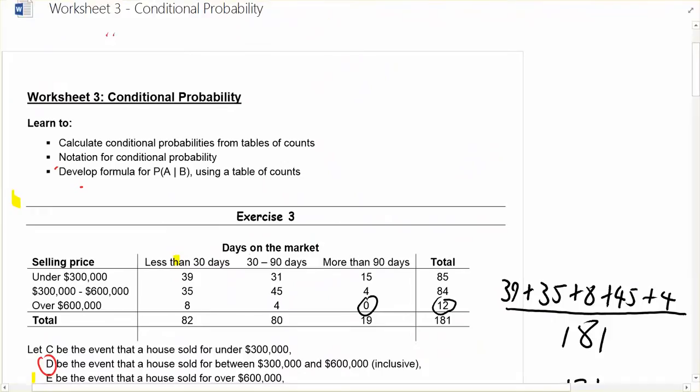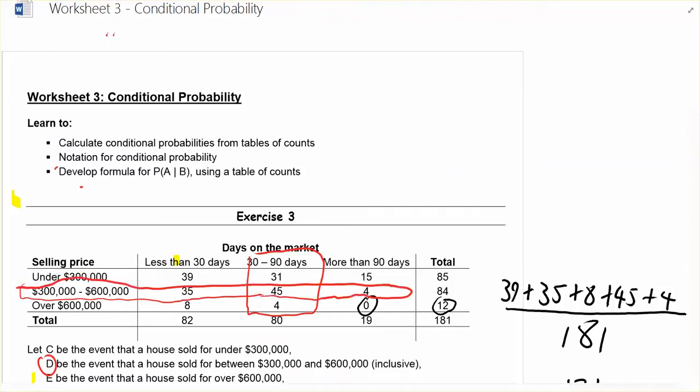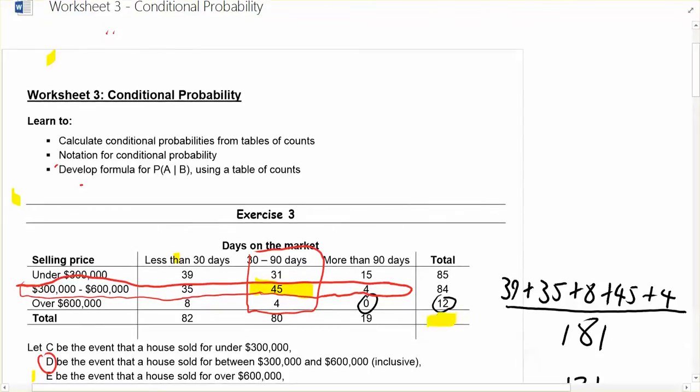The middle column, that's this one. The middle row. And the only part that's in both that column and that row is the 45. That's what we call our intersection of the two events. The event sold for between 30 and 90 days and sold for between $300,000 and $600,000 intersect there. So 45 houses out of 181 were in both those categories.